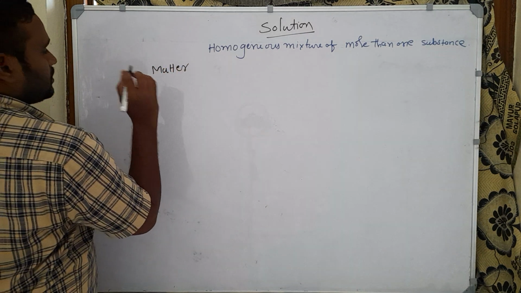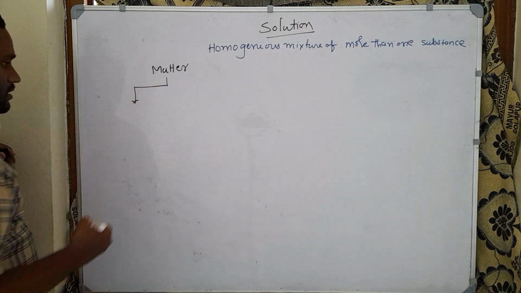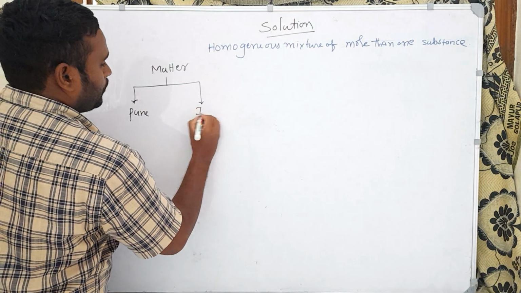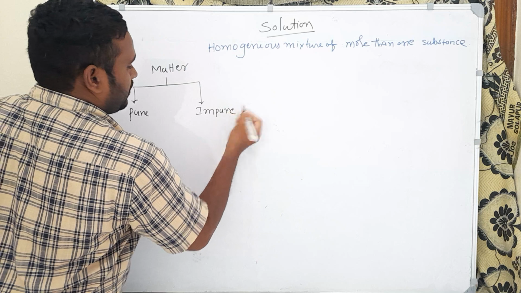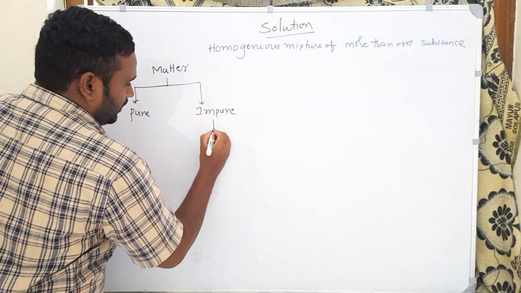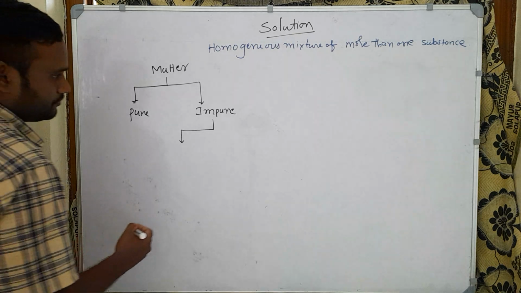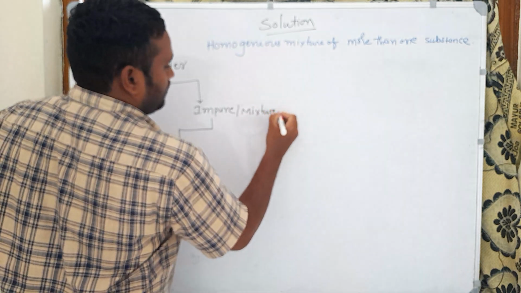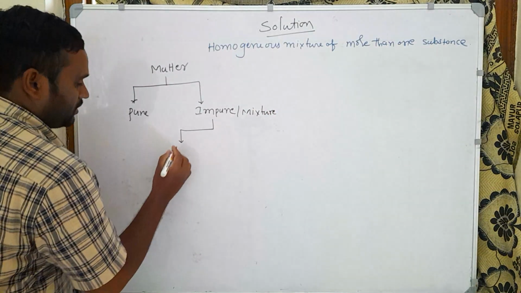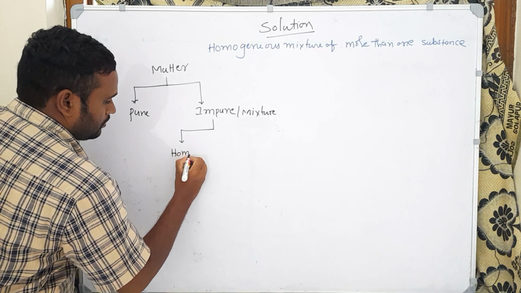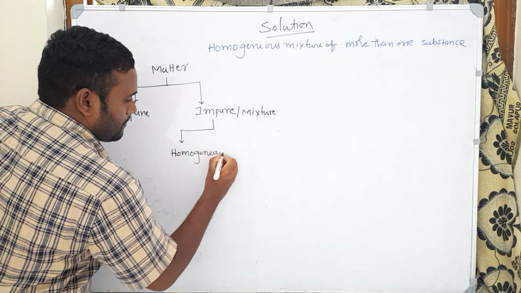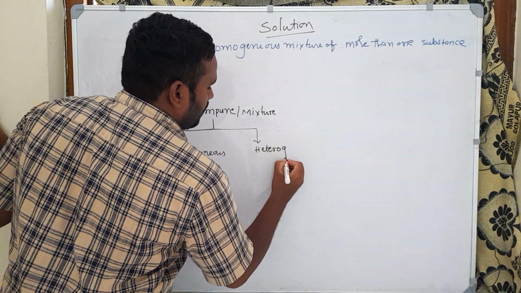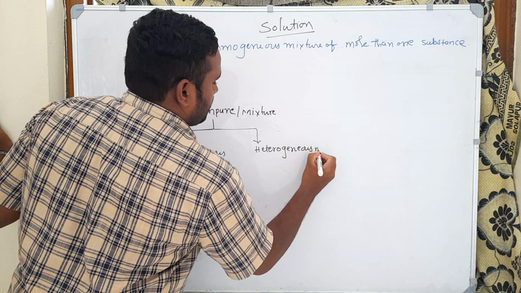So when you see the classification of matter, we already know matter is classified physically and chemically. When you see the chemical classification, matter is classified into pure matter and impure matter. Impure matter is also called mixture. This is again classified into two types, that is homogeneous mixture and heterogeneous mixture.